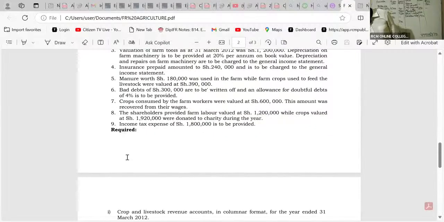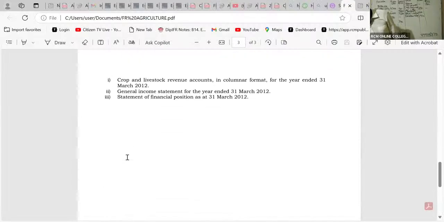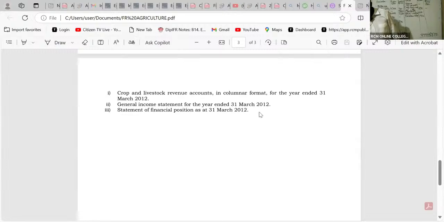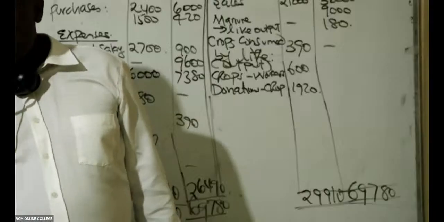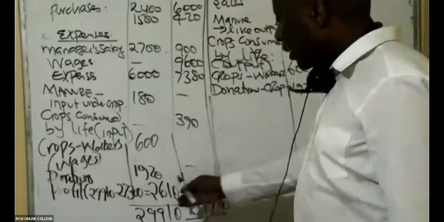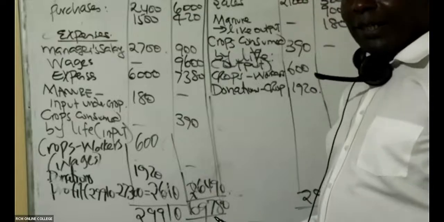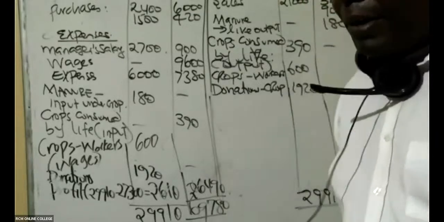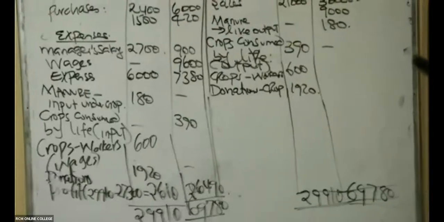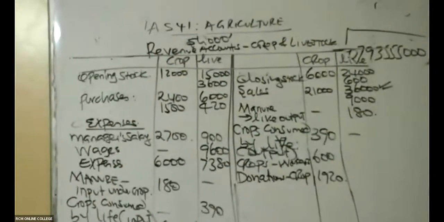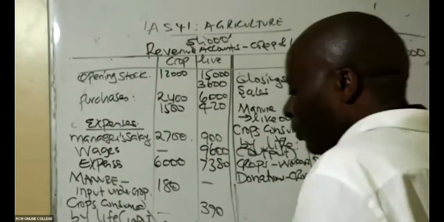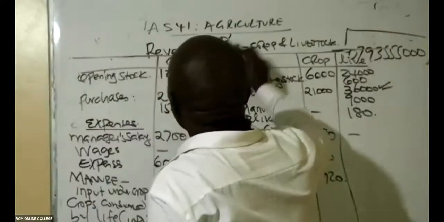So for part 2 of this question, now they want us, ladies and gentlemen, to give them the general income statement for the year ended 31st March 2012. Please mark these 2 figures, they are very, very important. These are the revenues coming from each biological asset. Now I'm doing the income statement.